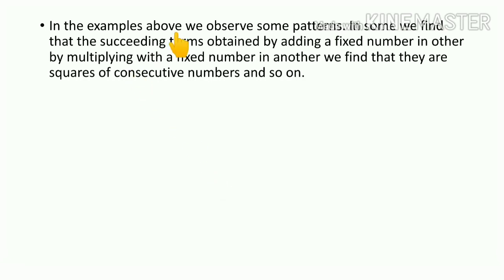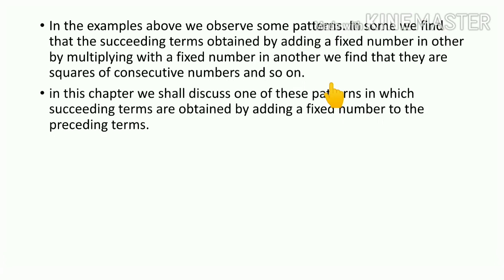So in the examples above, we observe some specific patterns. In some, we found that the succeeding terms were obtained by adding a fixed number, as you have seen in the first case of salary, a 500 rupees increment, in the money box, a 50 rupees increment. And the ladder rung was decreasing by 2 centimeters. So a subsequent pattern was observed. A fixed number was being added or a fixed number was being subtracted. And in some it was multiplied with a fixed number. In another, we find that they are squares of consecutive numbers and so on. But in this chapter, we shall discuss only one of these patterns.